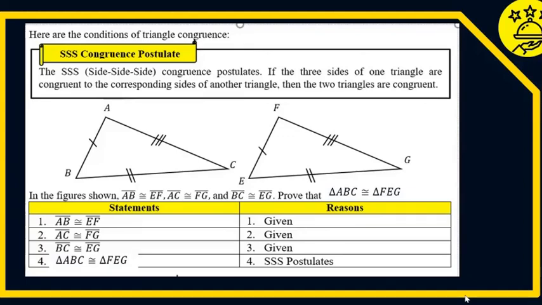triangles are congruent. The given figure shows that segment AB is congruent to segment EF, segment AC is congruent to segment FG, and segment BC is congruent to segment EG. We have to prove that triangle ABC is congruent to triangle FEG. So we have the statements and reasons. Segment AB is congruent to EF, given. Segment AC is congruent to FG, given. And segment BC is congruent to EG, given. Therefore, we have proven it by the use of the SSS postulate.